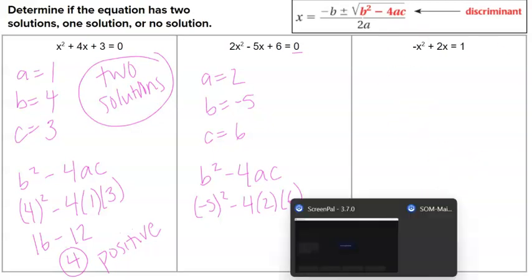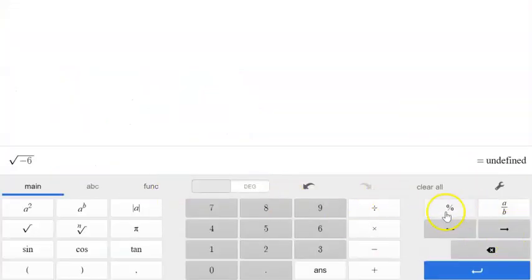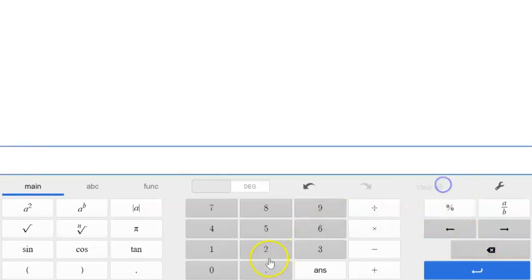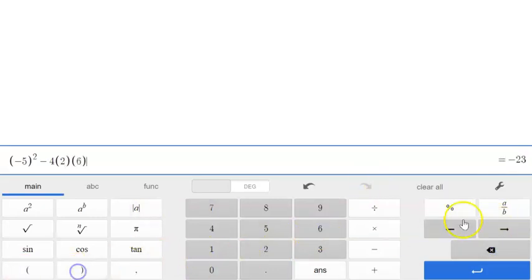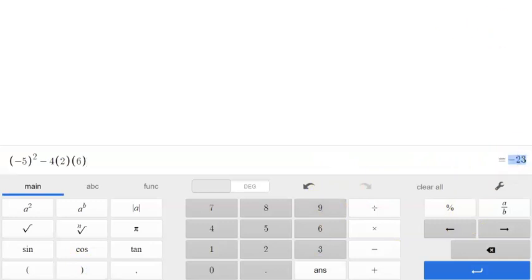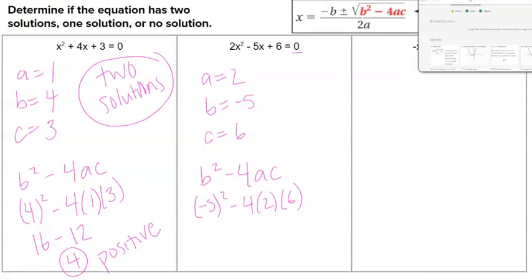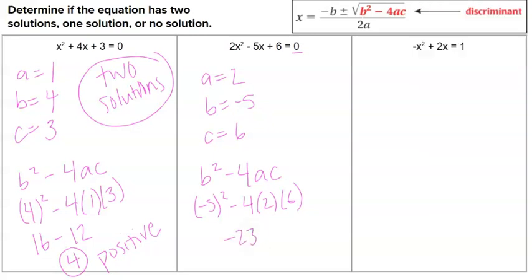If you would like to use your calculator, you're more than welcome to. So we would just type that into our calculator: -5 squared minus 4 times 2 times 6. And we get -23. So our discriminant is -23, which makes it a negative value. And when that happens, we have no solutions.